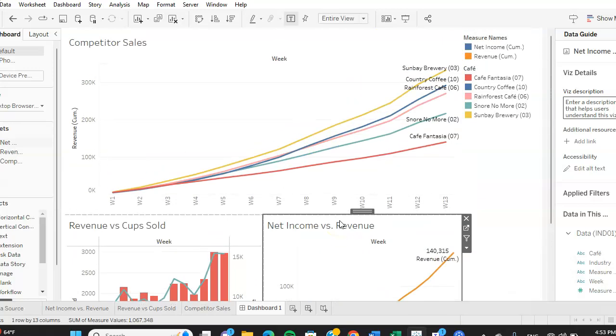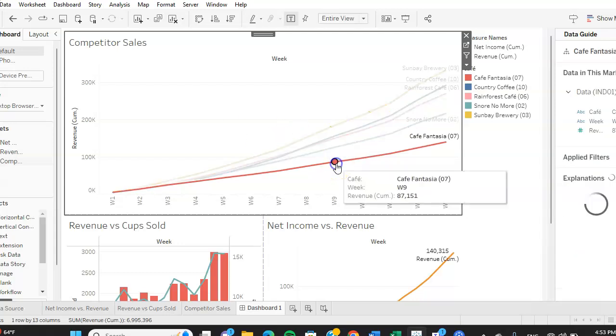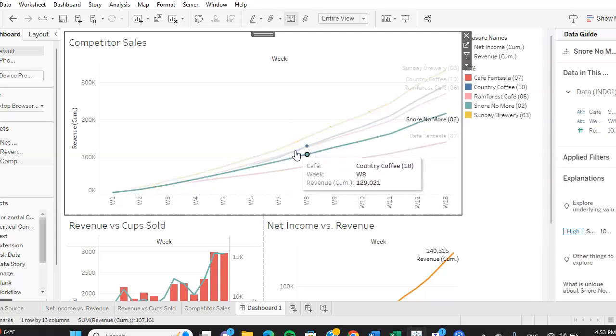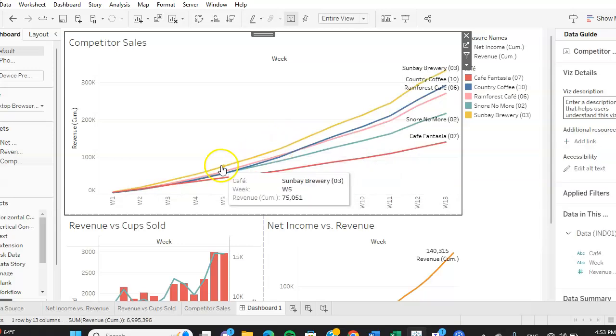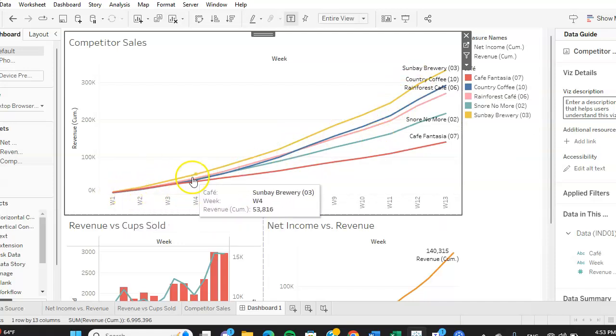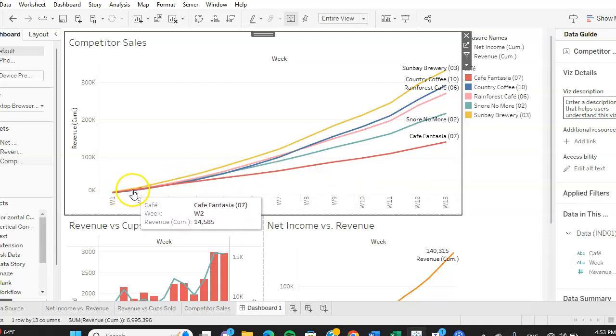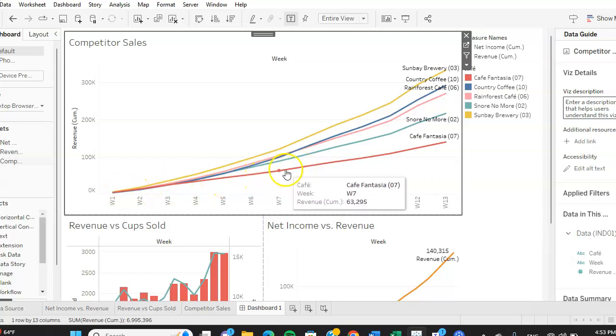Finally, take a look here at our competitor sales. We started off this simulation with a lot of different competitors, and as we can see here, our business is marked in red, and the other businesses are marked in lighter shaded colors. When we look at our cafe here, we can see that it starts off pretty well compared to the other businesses, but starts to drag off as time continues.